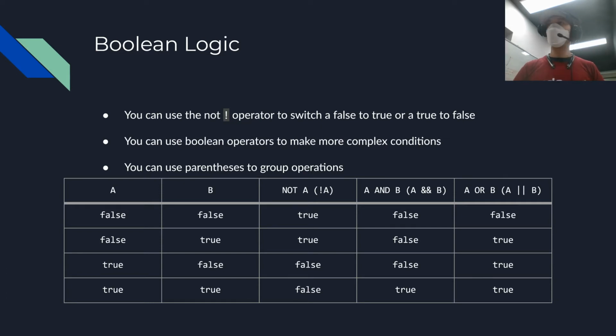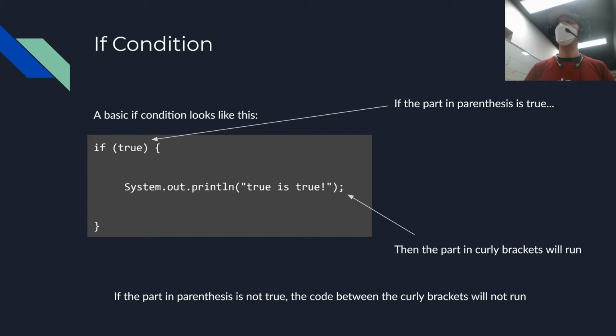Cool. All right, moving forward. All right, now for code: if conditions. This is the first of the two types of conditions we'll cover. An if condition takes this format. You have the if keyword followed by parentheses. What's inside the parentheses is checking if it's true or false.